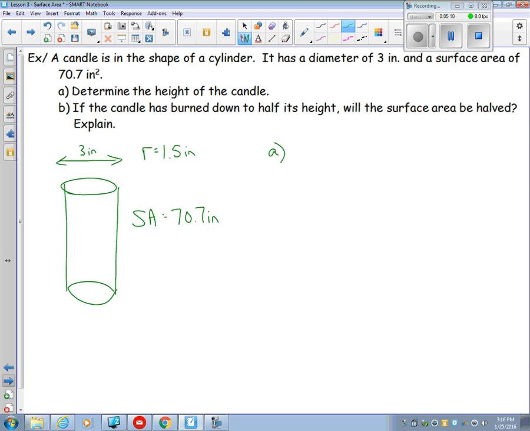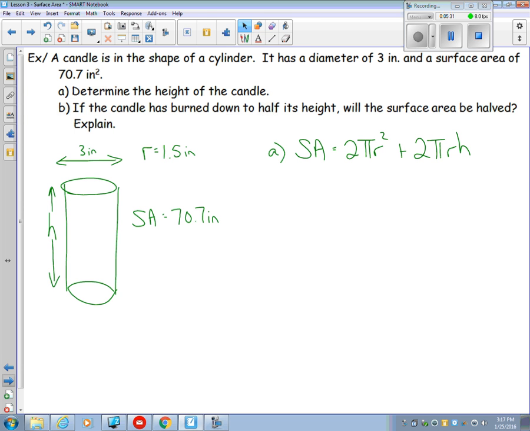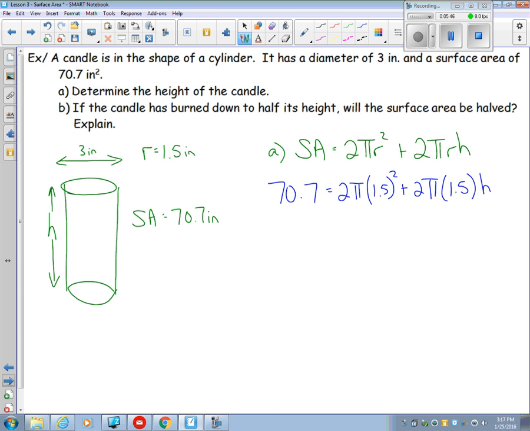So height is this part down here, right? From here to here. Okay, the total surface area, so let's look at the surface area equation. Surface area is 2 pi r squared, 2 circles, top and bottom, plus 2 pi rh, the lateral surface, the part that wraps around the outside. What do we know? Let's fill in what we do know. We know our surface area is 70.7. I know 2, I know pi, I know r we figured out was 1.5 inches, it was half the diameter. 2 pi, r again, 1.5, and h I don't know, so let's leave it in h.